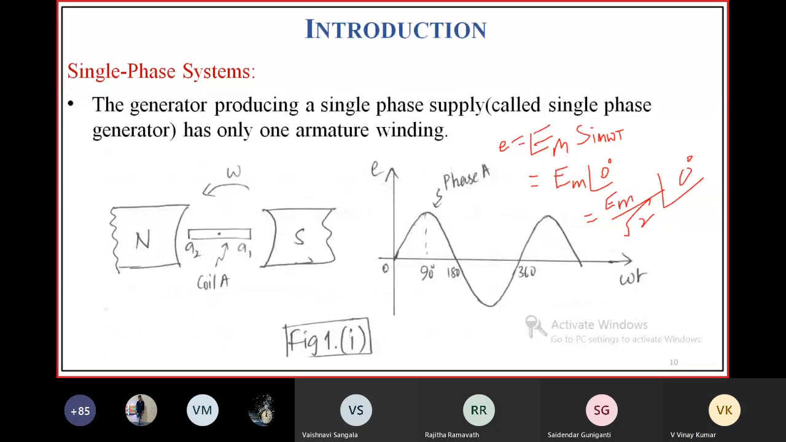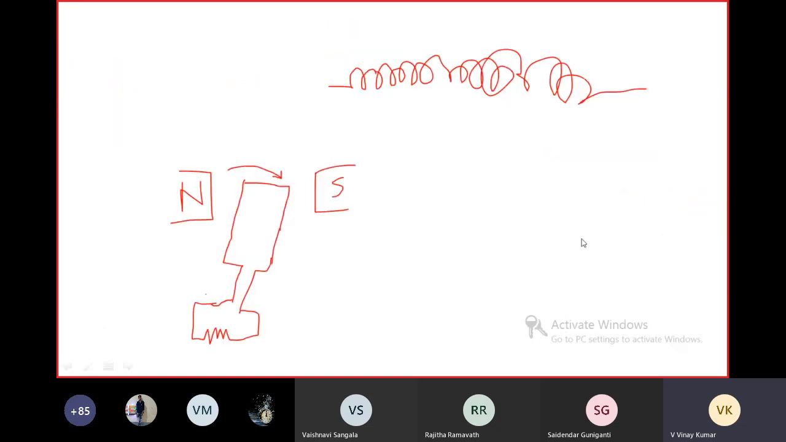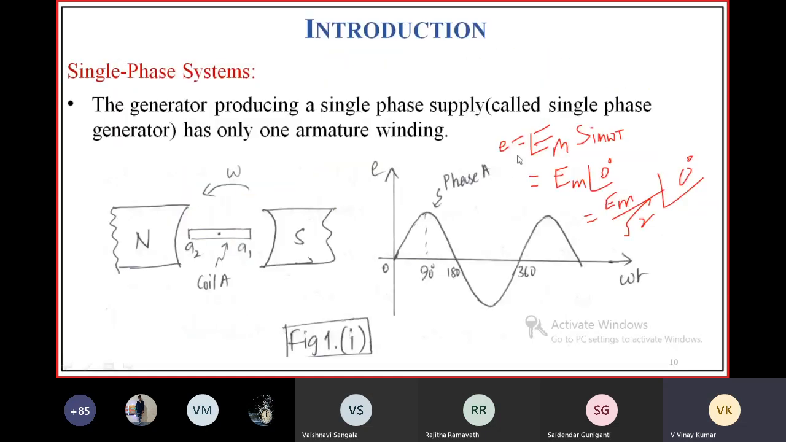The generator producing a single phase supply has only one armature winding, which will produce single phase supply. That is a sine wave like this, and the induced voltage is equal to Em sin omega t. When you rotate this coil inside this magnetic field, EMF will be induced according to Faraday's law of electromagnetic induction. So you can have this sine wave like this, E is equal to Em sin omega t. This is single phase supply.